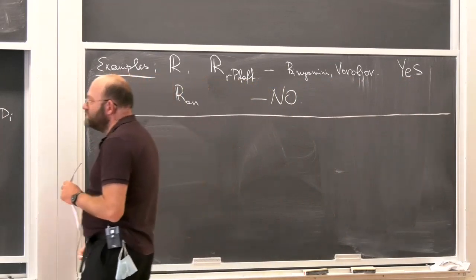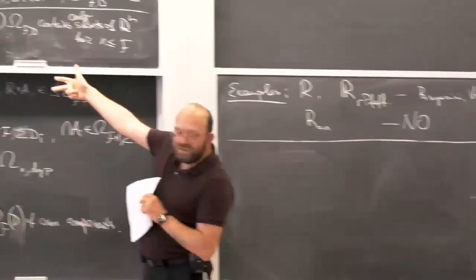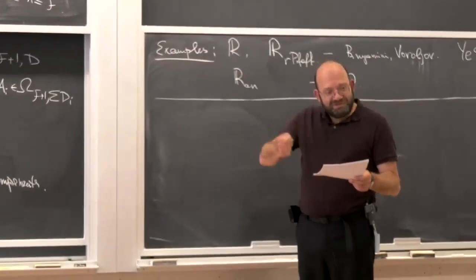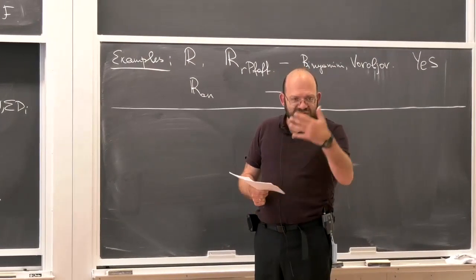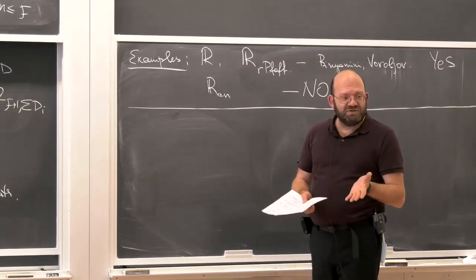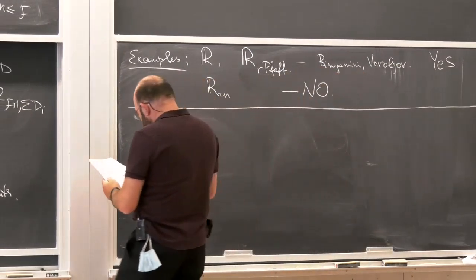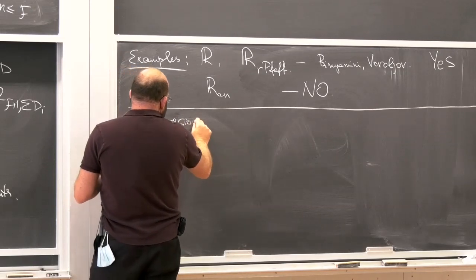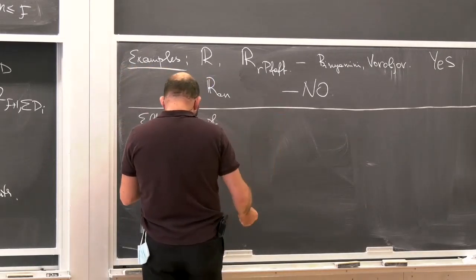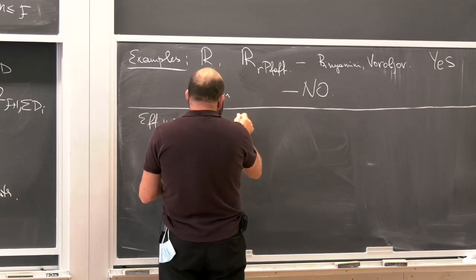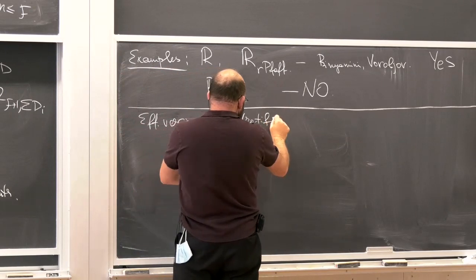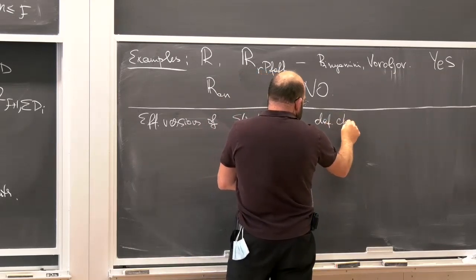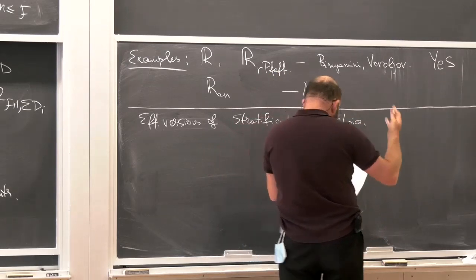So now, with this definition, we can just take a Lou van den Dries textbook and repeat more or less the theorems, check the proofs and see that we in fact get effective versions of many theorems. So we get effective versions of, I don't know, stratification, definable choice.